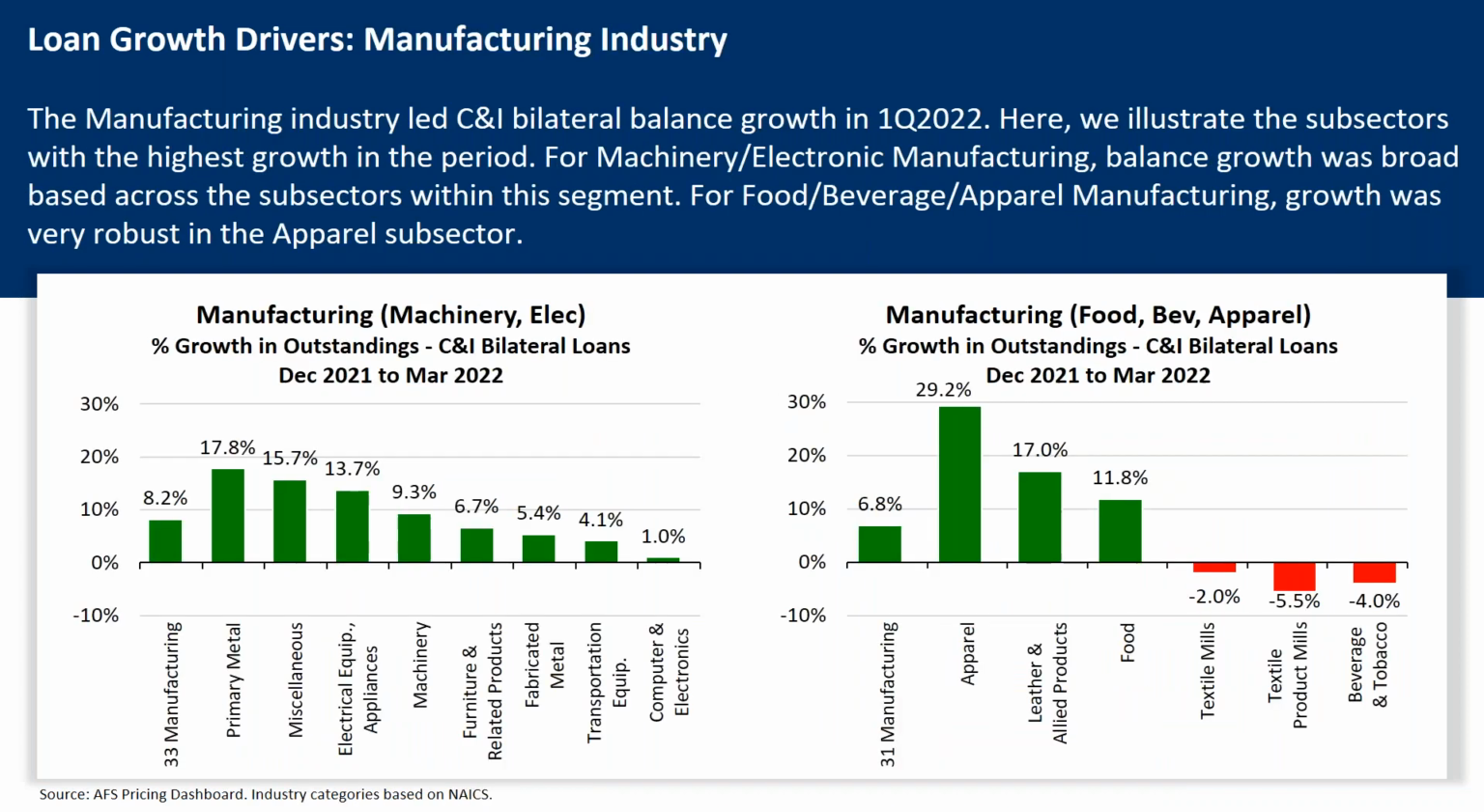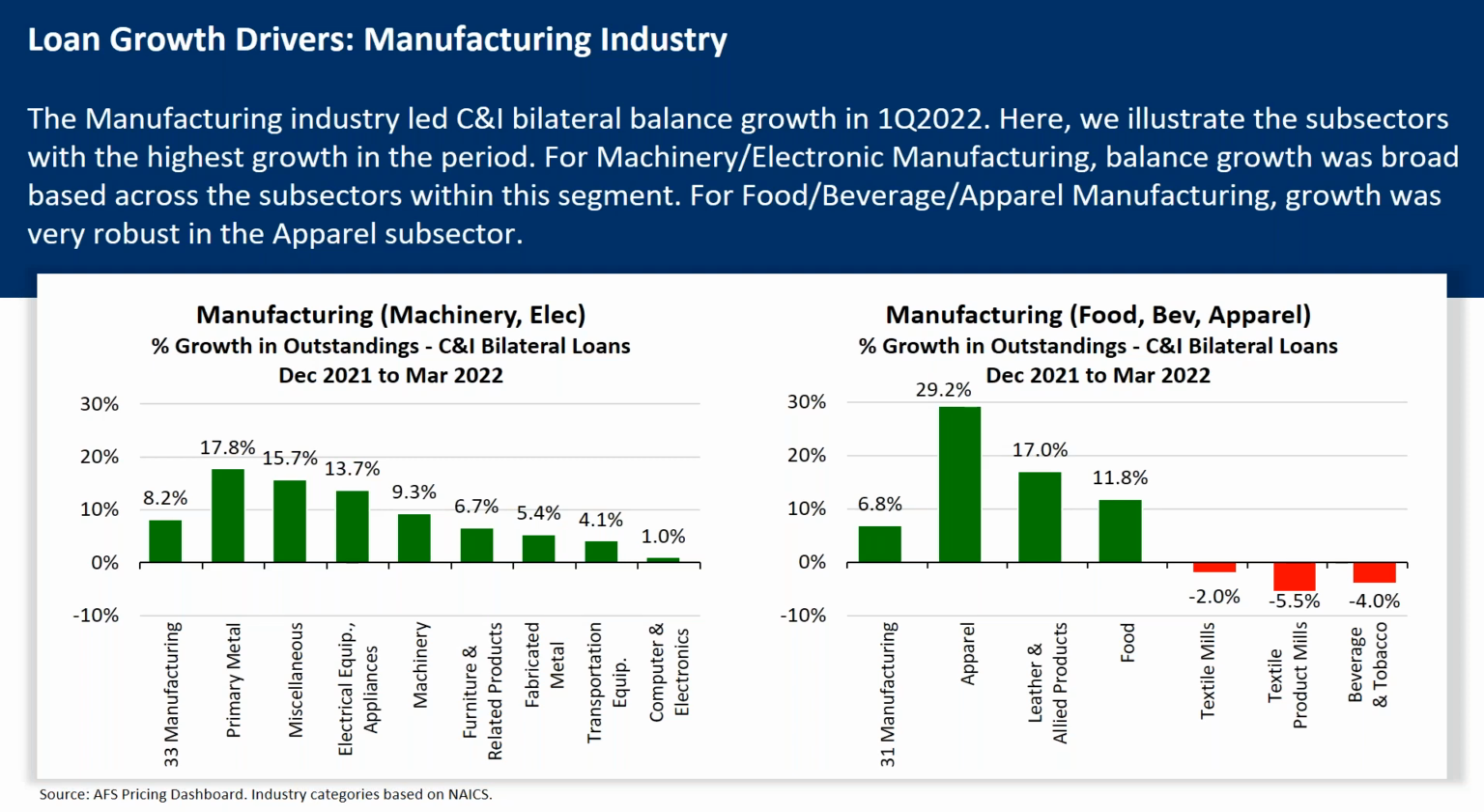On the next slide, we'll take a deeper dive into the manufacturing industries previously highlighted. The left-hand chart shows that all the subsectors for the manufacturing of machinery and electronics exhibited growth, with primary metal manufacturing showing the highest growth at 17.8%. In the right-hand chart, we see that manufacturing of food, beverage, and apparel shows a different picture. While there was strong growth in the apparel, leather, and food subsectors, it was slightly offset with lower growth in textile mills and beverage and tobacco products.